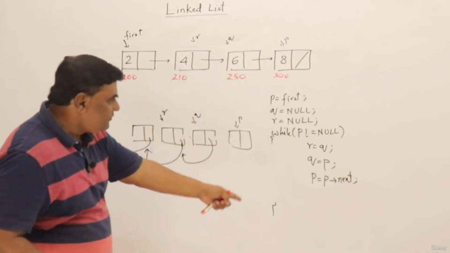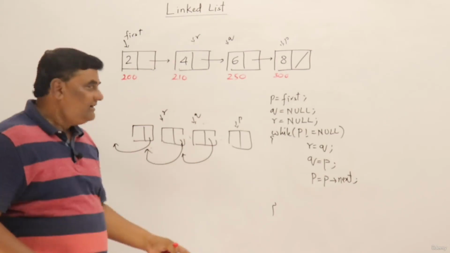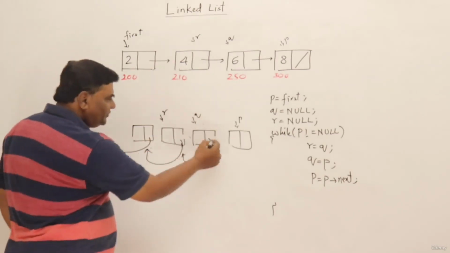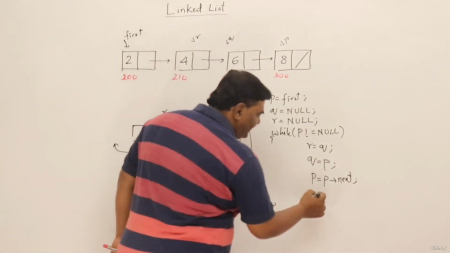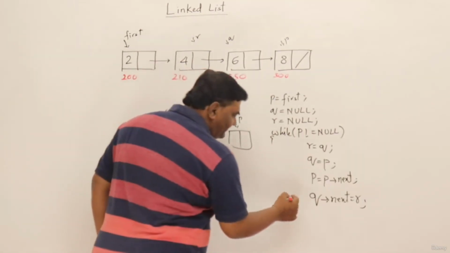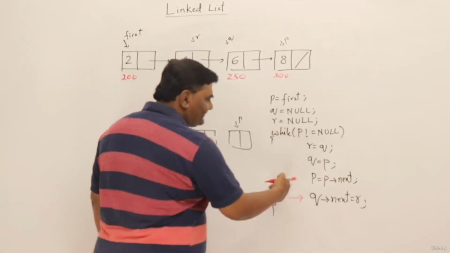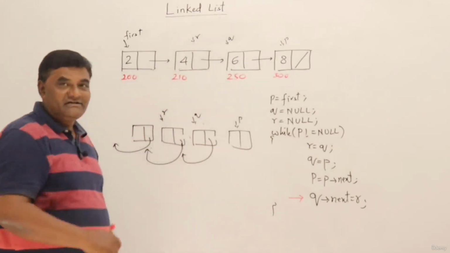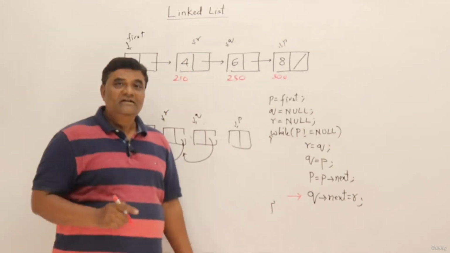I already have the code here for sliding. So only one step is remaining, that is Q's next should point to R. So I will write that in the code also. Q's next points to R. This is the extra line. Till here everything was for sliding, but now I have added Q's next as R. That's all.